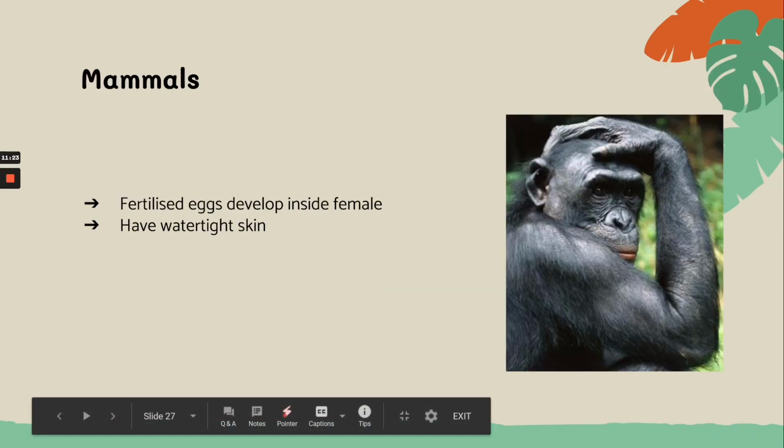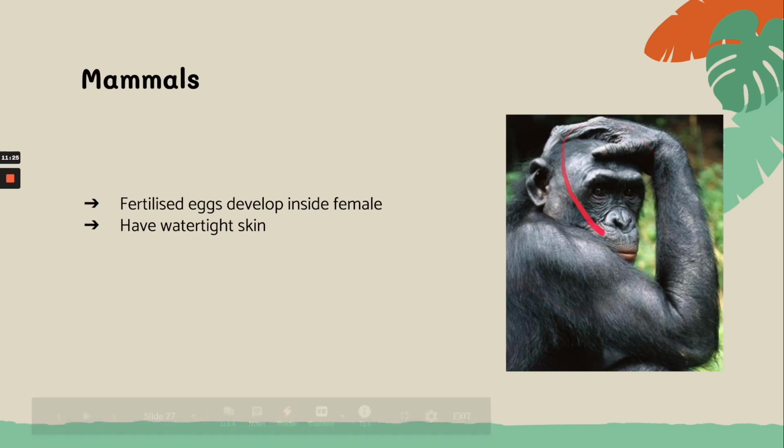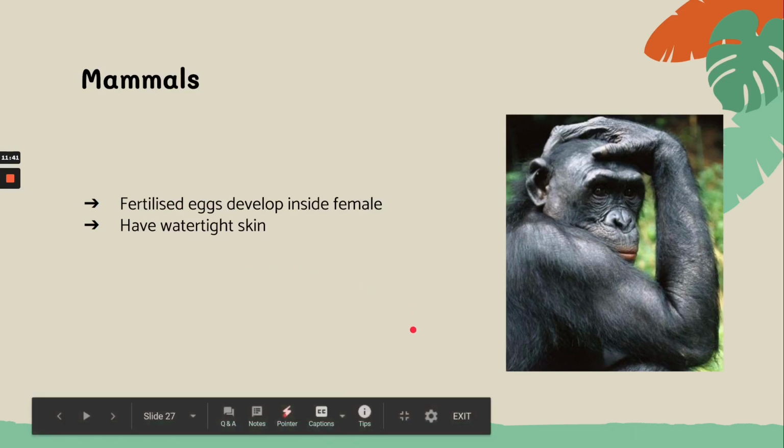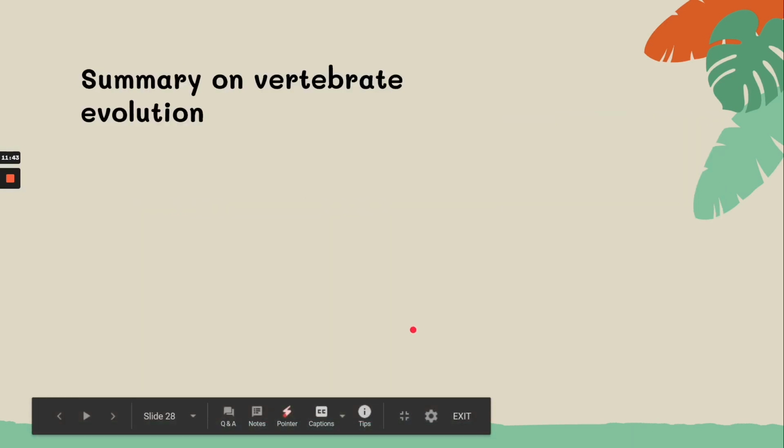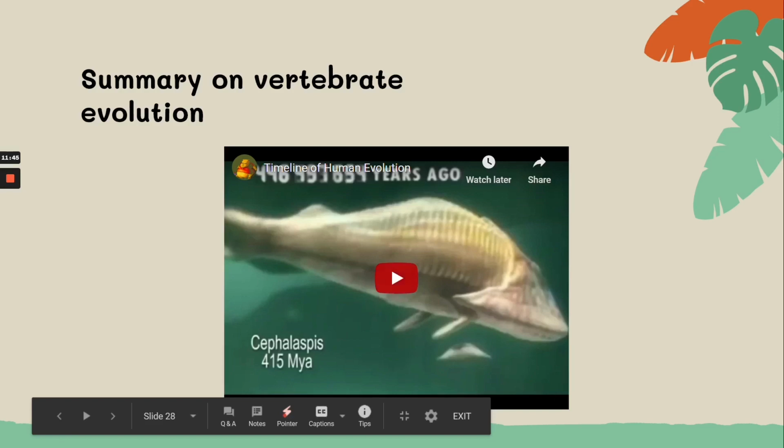Now moving on to mammals. This is a cute little monkey right here. Mammals have fertilized eggs which develop inside a female, and they too have watertight skin. This watertight skin is a great feature as it helps them to live on land better. After all this, I would like to show you a summary on vertebrate evolution.